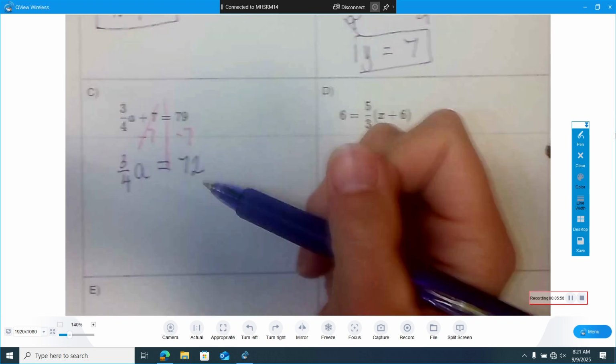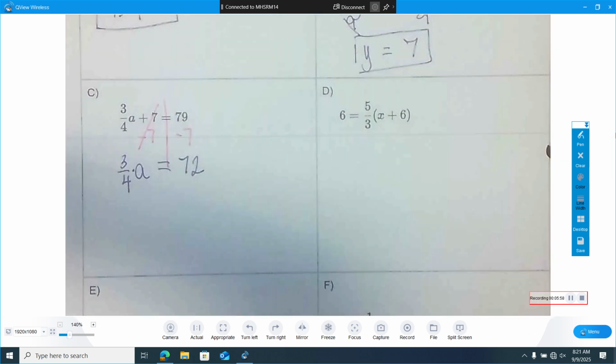All right. So we have 3/4 times A. How do we get A by itself? Divide by 3/4? I don't really like dividing by fractions. What can we do instead of dividing by a fraction? Oh, I don't like decimals at all.